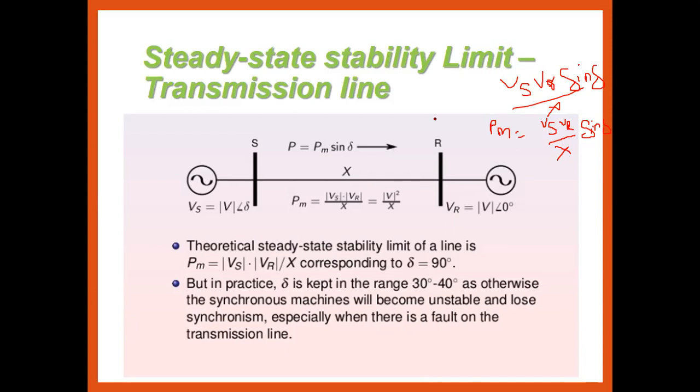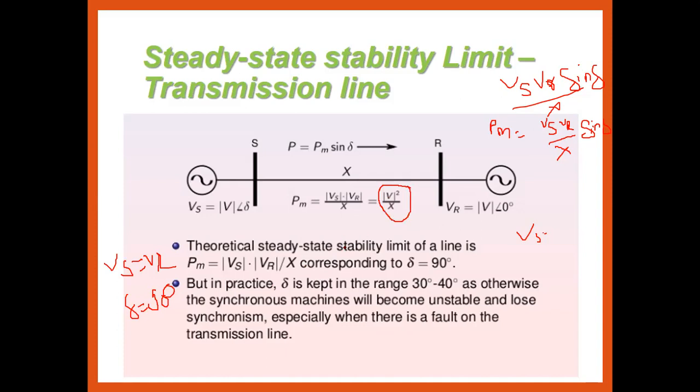So what will the maximum power be? The maximum power that can be transferred, even with a different type of transmission line, whether short, medium or long, has the condition that Vs is always equal to Vr at the angle of delta equal to 90 degrees. At 90 degrees, when Vs and Vr are equal, the maximum power is nothing but V square upon X.